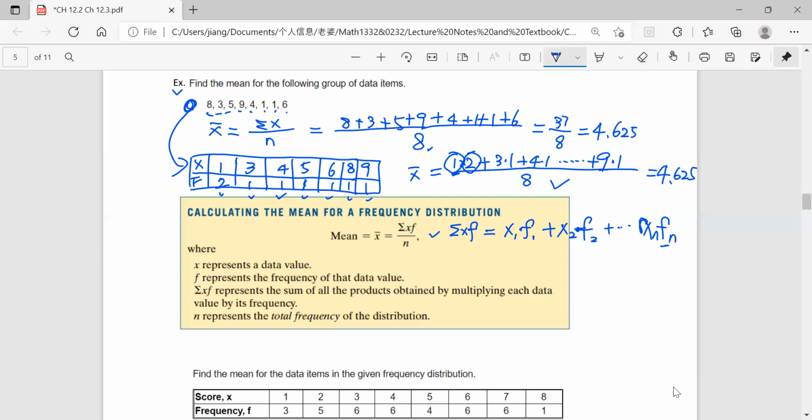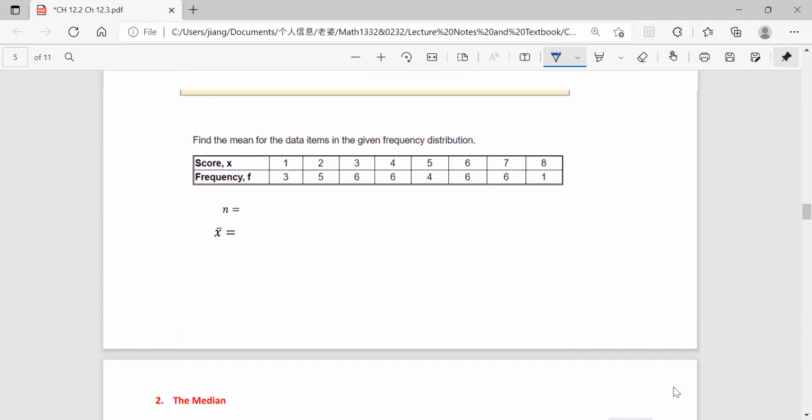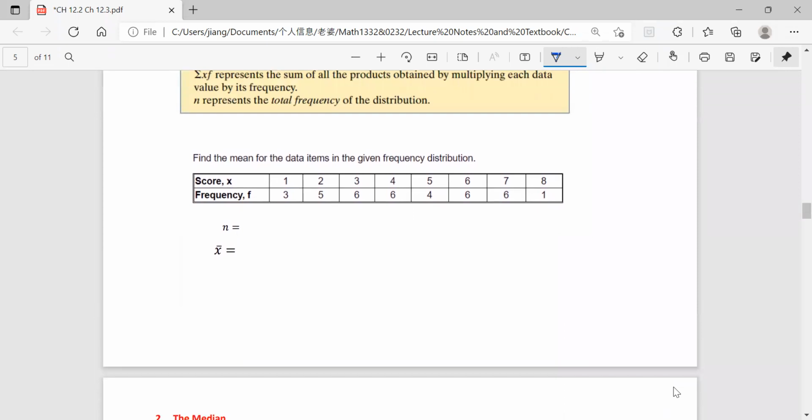Okay, so let's explain. x represents a data value. f represents the frequency of the data value. Sigma xf represents the sum of all products obtained by multiplying each data value by its frequency. The n represents the total frequency of the distribution. Let's practice one example: find the mean of the data items in the given frequency distribution.